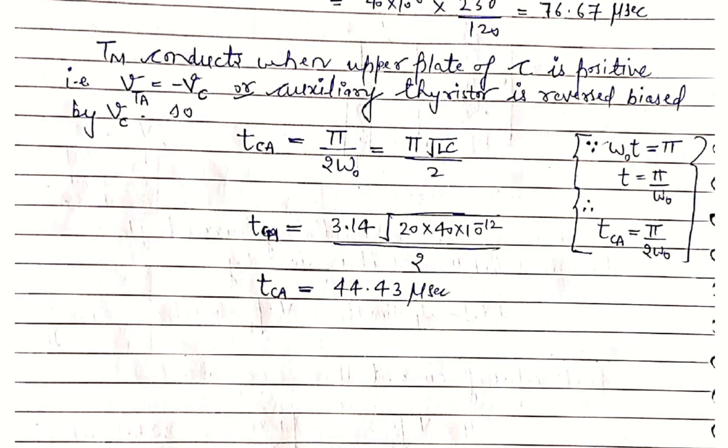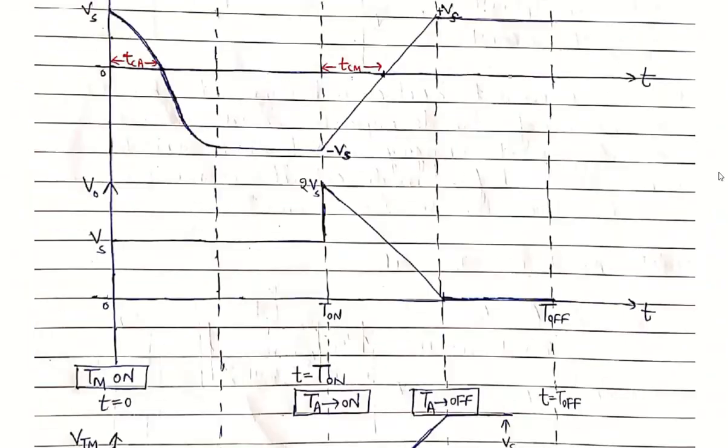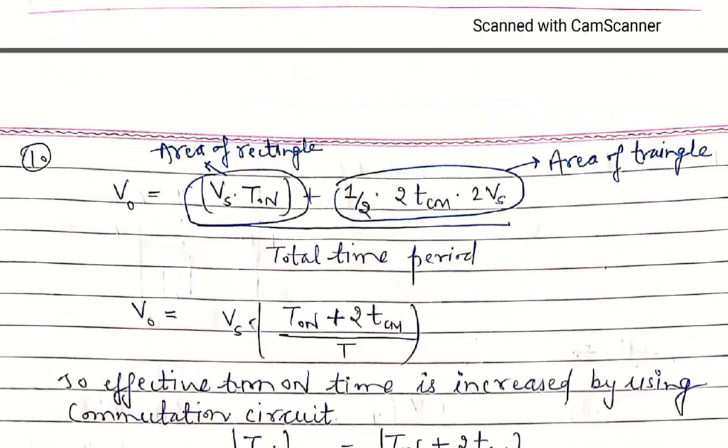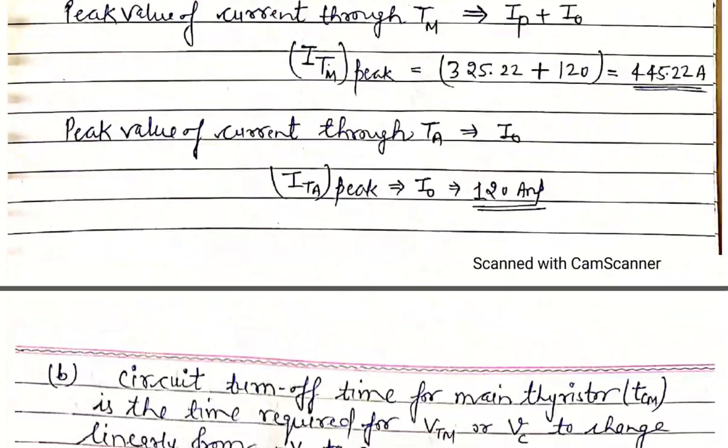Now we can further see the waveform part. If we want to calculate the TCA, then see from the starting, 0 to pi duration, because it is a sine function, so pi sine will be 0, so pi root LC amount of time will be there. And if you want to find the TCA, then it is half of pi root LC, that is pi root LC divided by 2. So simply do pi root LC divided by 2 to find the auxiliary thyristor circuit turn-off time.